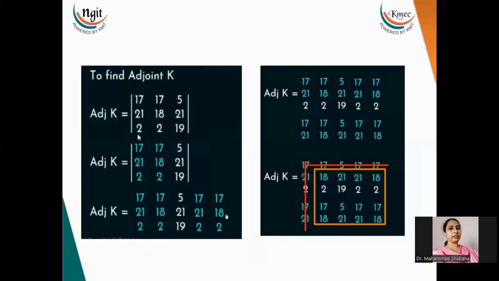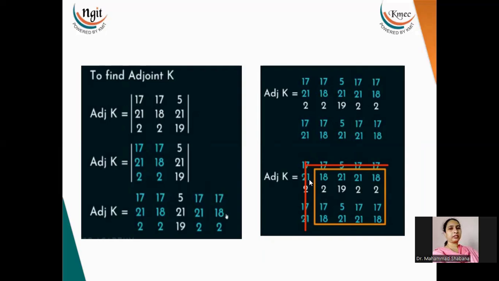To find the adjoint of K, we are adding two rows at the end of this matrix. Let us take the two rows here: 17, 21, 2, 17, 18, 2. These two we are adding at the end of this matrix.